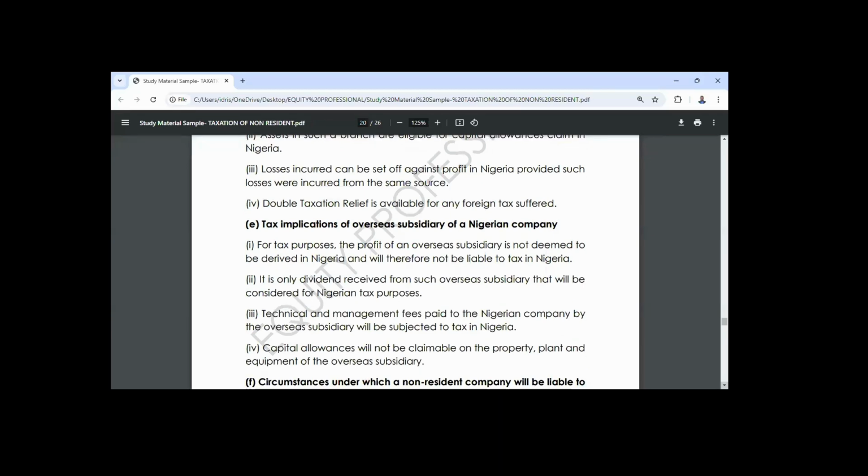The other part of the question said, what is the tax implication of an overseas subsidiary of a Nigeria parent company? The parent company is in Nigeria. They now have a subsidiary in another country. The profit of the overseas subsidiary is not deemed to be derived in Nigeria and therefore not liable to tax in Nigeria. When the parent company in Nigeria receives dividend from the overseas subsidiary, that dividend will be liable to tax in Nigeria. Secondly, when the parent company provides technical and management service to the overseas subsidiary, that technical and management service will be liable to tax in Nigeria because it's an income to the parent company.